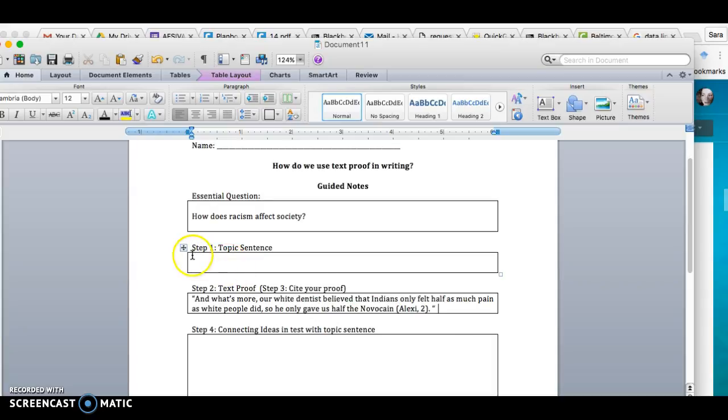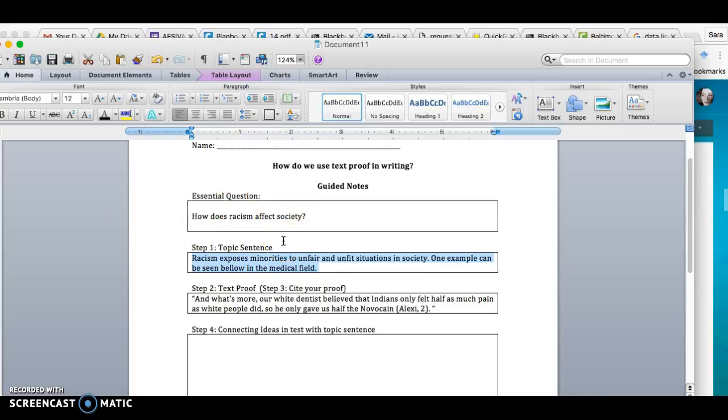All right, so from there, I said it's easy to start with step 2 so that you can come up with step 1, because step 1 is going to do two things. It's a topic sentence. It's going to inform your reader that you're talking about this essential question, and it's also going to lead into that text proof. So racism exposes minorities to unfair and unfit situations in society. So that is my quick answer to how does racism affect society, right?